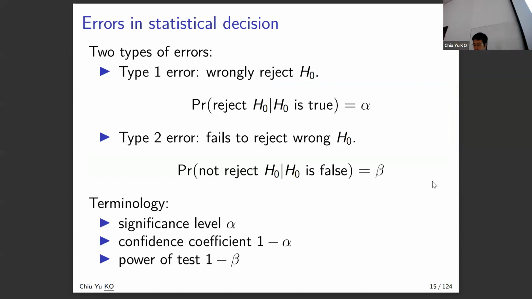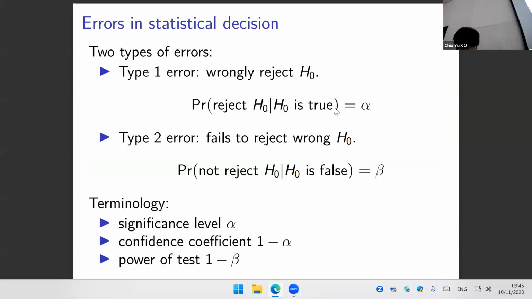Now, it's a very important concept. When you do hypothesis testing, or in general, this is the idea of making decisions based on statistics. This also happens in the real world, in the court as well. When you make a decision, you can make two types of error. One is called type 1, one is called type 2.